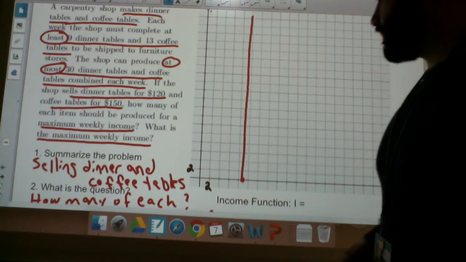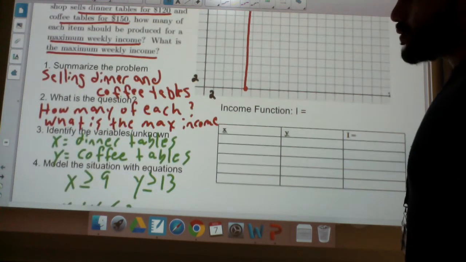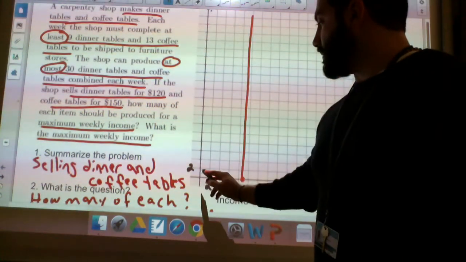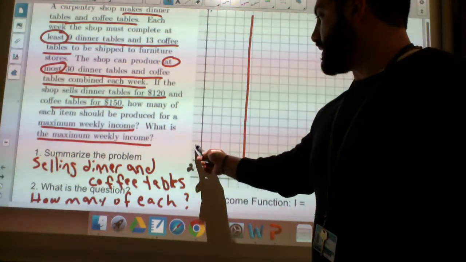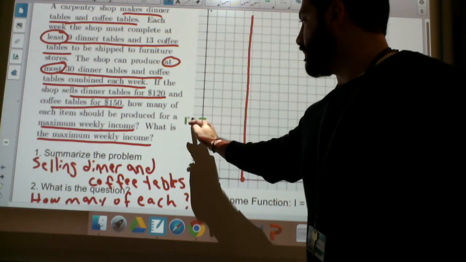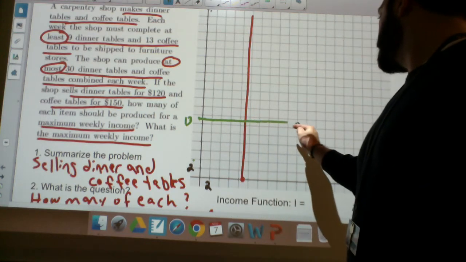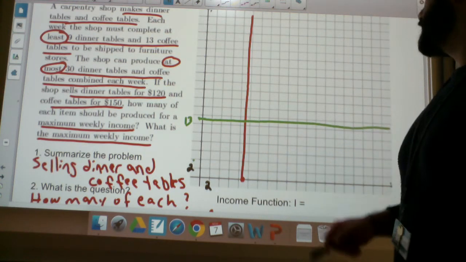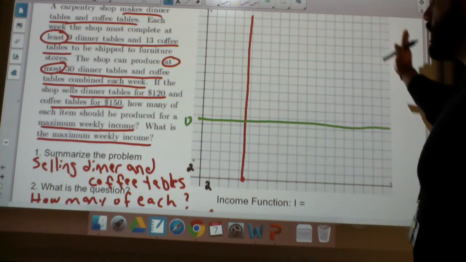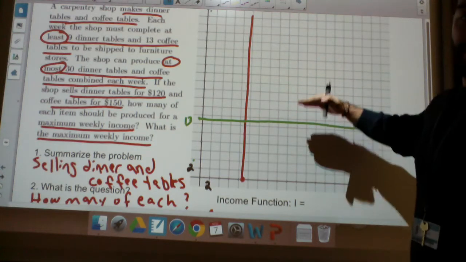Alright, the second one is y is greater than or equal to 13. Well, here's my y. I want it to be at 13. So 2, 4, 6, 8, 10, 12. Here's 13. So that's going to be my horizontal line. So we're looking at x is greater than, so anything in this area should be shaded. Y is greater than, anything in this area should be shaded.